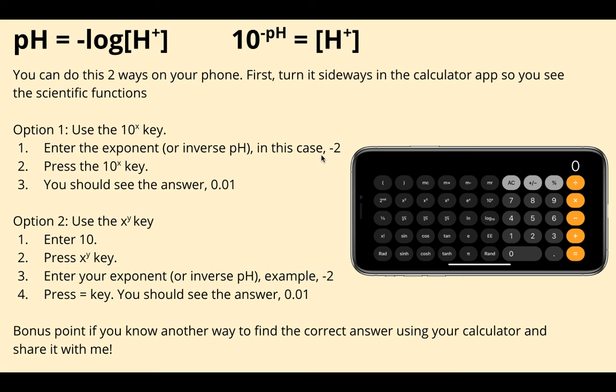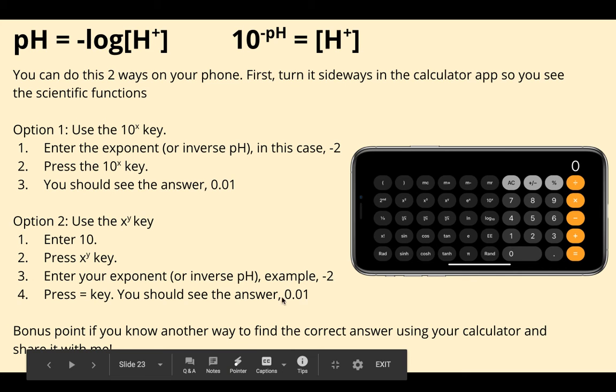First way, you could use the 10 to the x power key, and in this case, we'd be using the inverse of 2 for our pH. That'll give you the answer. You can also use the x to the y power, and then you just enter your 10 and your 2, and that'll give you the same answer as well.